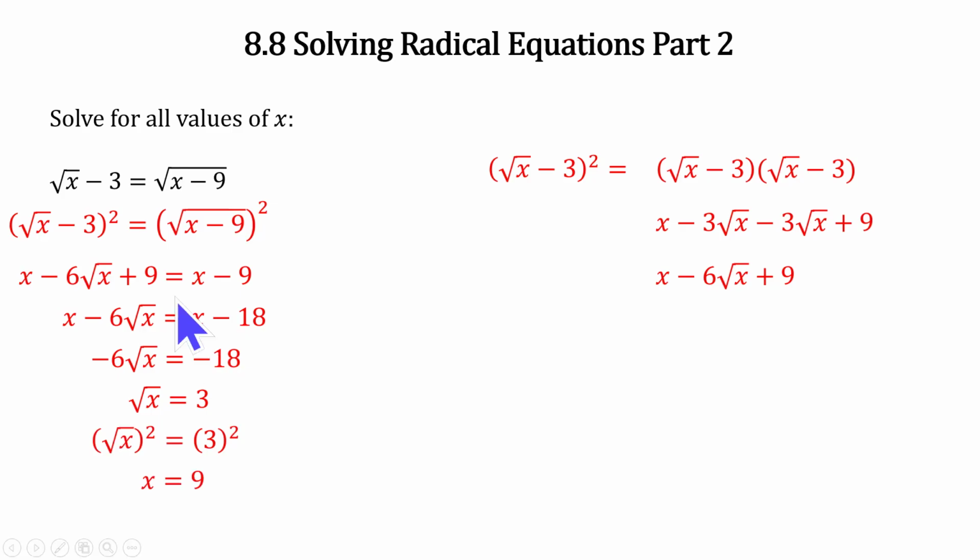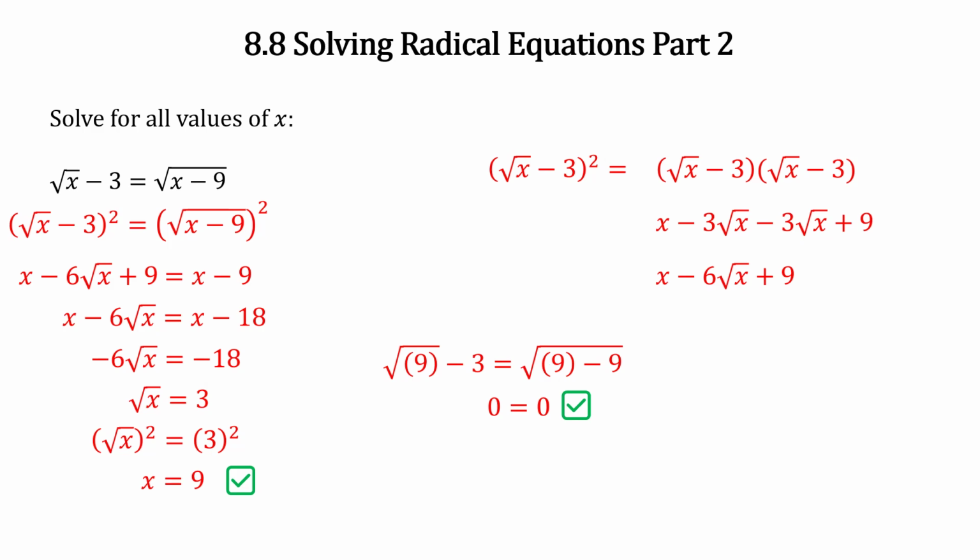Now we do have to double check. We have to plug 9 back in. The square root of 9 minus 3 is going to be 0. The square root of 9 minus 9 is also going to be 0. So that works. So x equals 9 is a valid solution. So there it is, our solution.